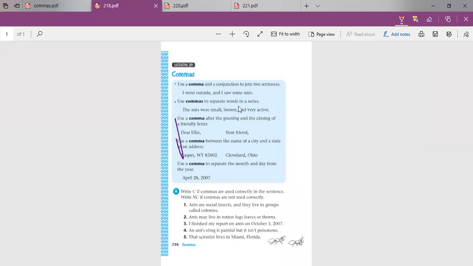Use commas to separate words in a series. When I'm talking about more than one thing, I have to use a comma to separate them. Use a comma in the beginning and the ending of the letter.